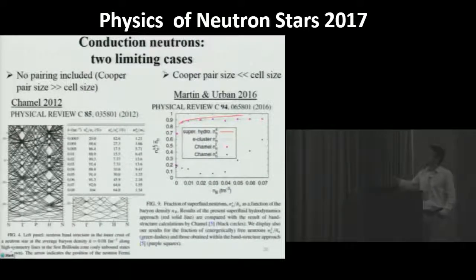Here is Chamel's work, where he obtains that the effective mass of neutron can be more than 10 times bigger than the mass of a bare neutron. However, the pairing has not been included. In other work, for a limiting case, when the Cooper pair size is much smaller than the cell size, Martin and Urban obtained that we actually don't get such a reduction in the superfluid density. So this is very important.